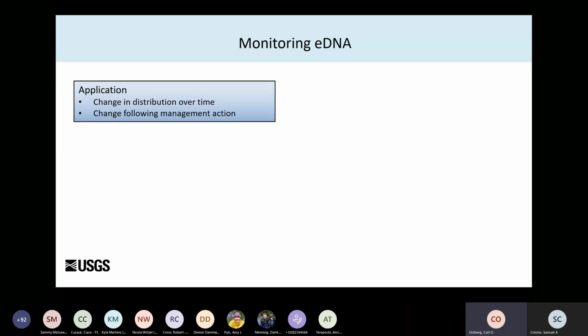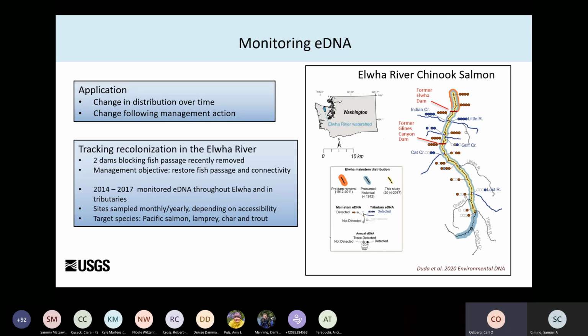So here, I just want to briefly talk about a monitoring study that tracked recolonization in the Elwha River following the removal of 2 dams. The 2 dams on the Elwha River blocked fish passage and were recently removed. A key management objective of this removal was fish passage above the former dam sites and restoration of connectivity between the lower and the upper river. So in effect, success of the dam removal is going to be judged by salmon recolonization.